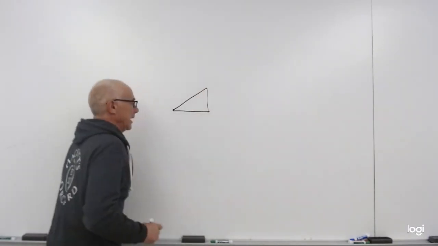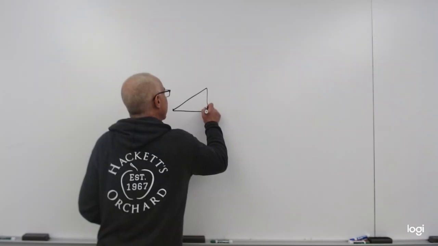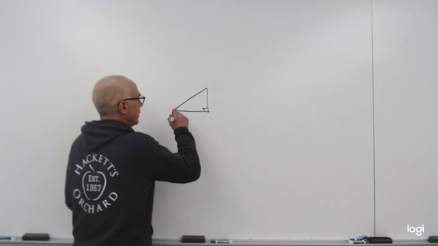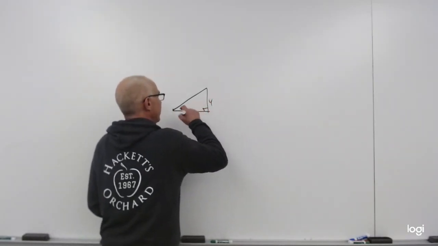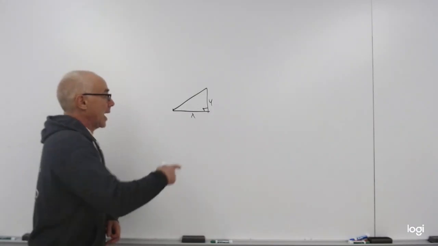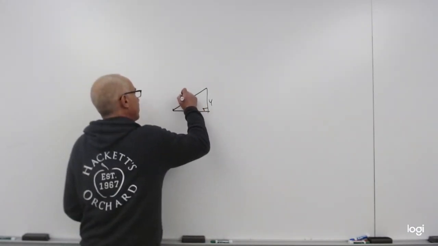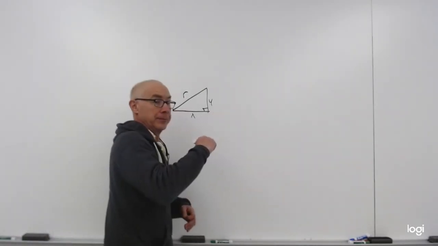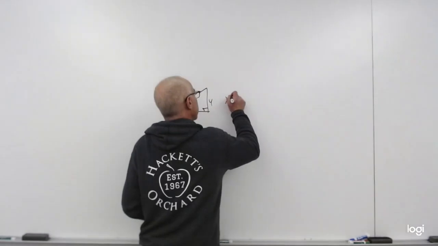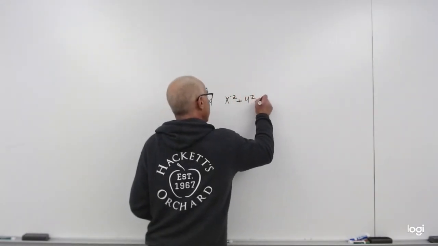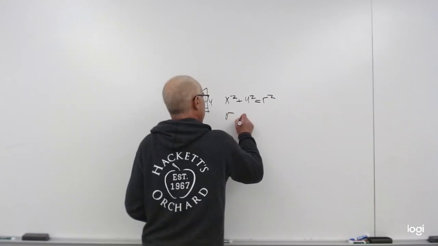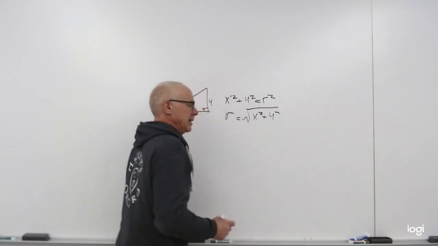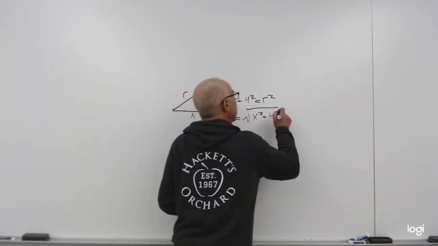Okay, we have a triangle, a right triangle. Remember, this is going to be the x value, this is going to be the y value, and then the longest distance, opposite the right angle, we're going to call the hypotenuse, which is r. And in this case, of course, we know from the Pythagorean rule that x squared plus y squared equals r squared, and we can write r equal to the square root of x squared plus y squared. Easy, right? That's basic elementary math.